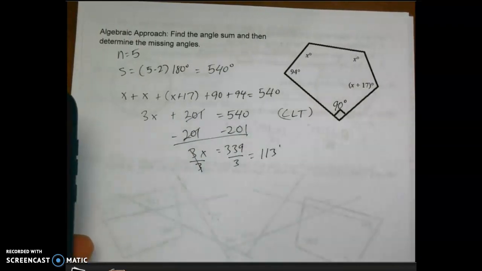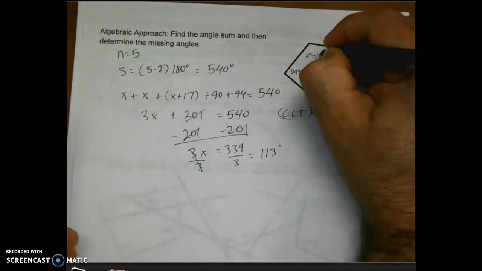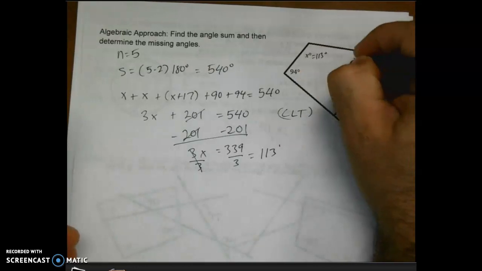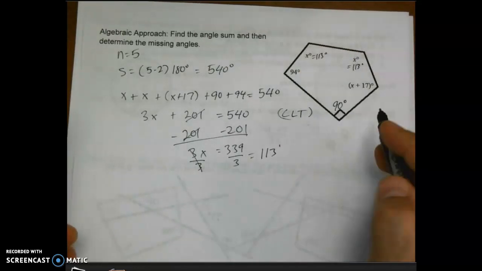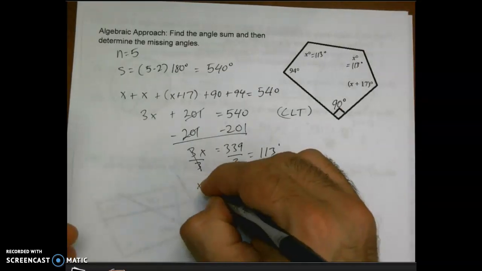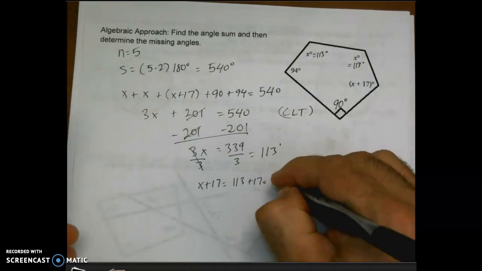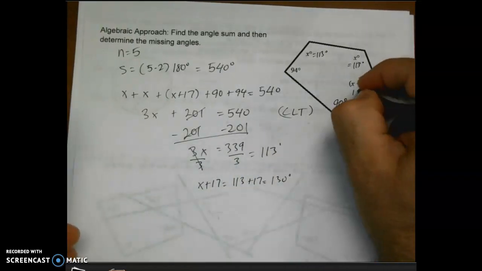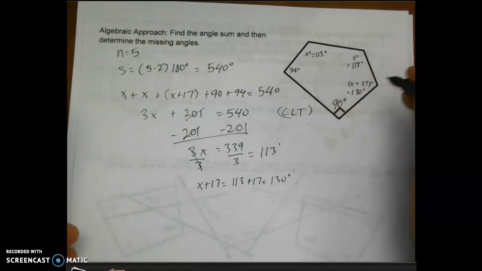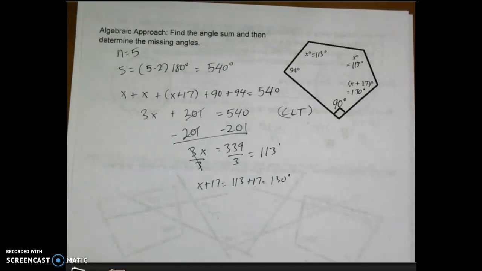Good. Now, I'm not done because I know that this is 113 and this one is 113. But I have a third angle here that says it's x plus 17. So x plus 17 is 113 plus 17, which is 130 degrees. So our third angle is 130. Two angles measure 113, one angle measures 130, the other two angles are known. Solved.